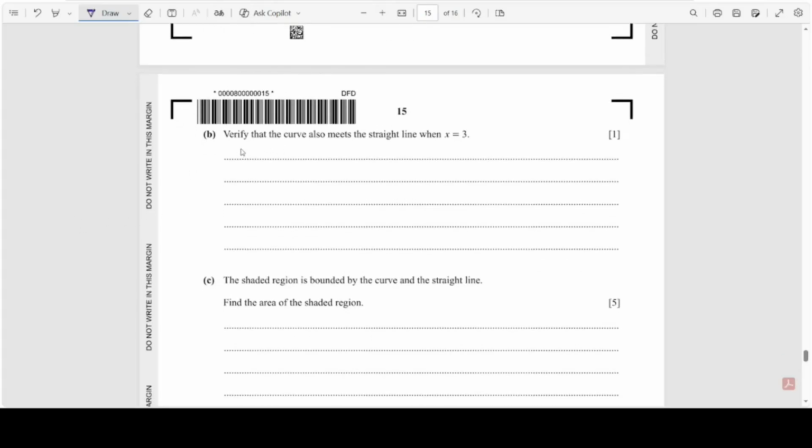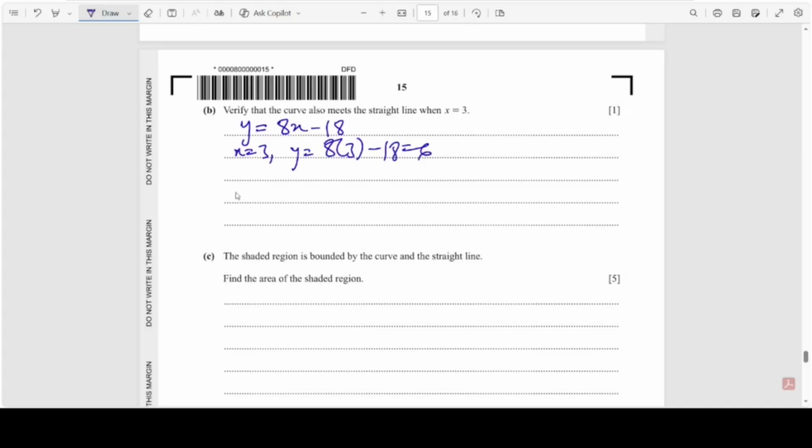So for the straight line, y is 8x minus 18. When x equal to 3, y is equal to 8 times 3, which is 24, minus 18, which is 6. And then we do the same thing for the curve. For the curve, the equation given was y equal to negative x cubed plus 9x squared minus 15x minus 3. So we put x equal to 3 in that, and we have negative 3 cubed, which is negative 27, plus 9 times 3 squared, that gives us 81, minus 15 times 3, 45, minus 3. So you do that and you also get 6.